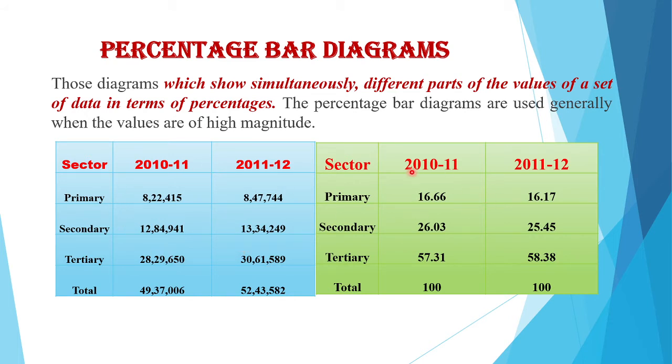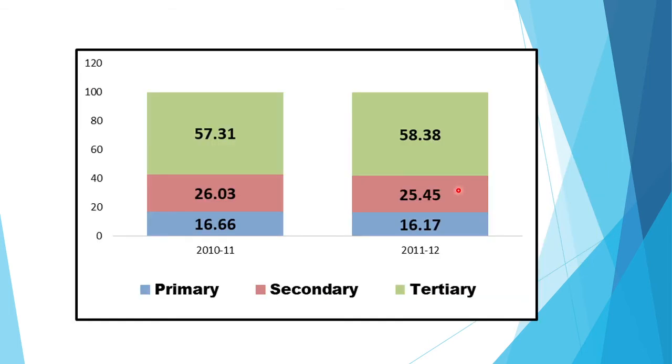First, we convert in terms of percentage because percentages make us comfortable to represent the data in terms of bar diagram. So you can see here the amount of contribution done by primary, secondary and tertiary sector in terms of percentages during the period 2010-11 to 2011-12.